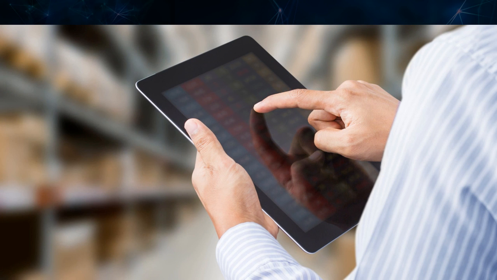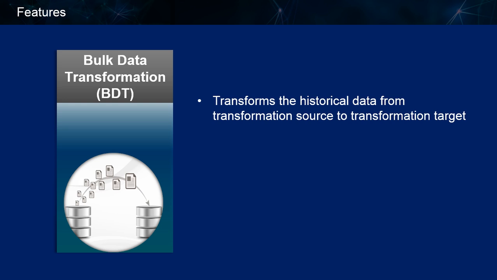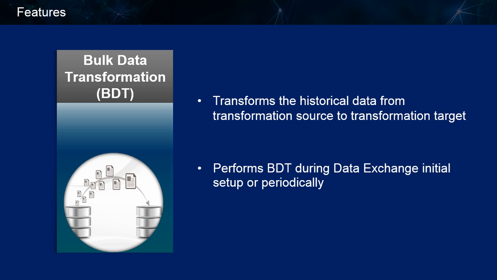Next, let's look into what are the features of Data Exchange. Let's start with bulk data transformation, also known as BDT. BDT transforms the historical data from the transformation source to the transformation target based on the transformation definition. You can perform bulk data transformation once, when you initially set up Data Exchange, or you can perform bulk data transformation periodically to create snapshots of your historical data, whichever best fits your business needs.